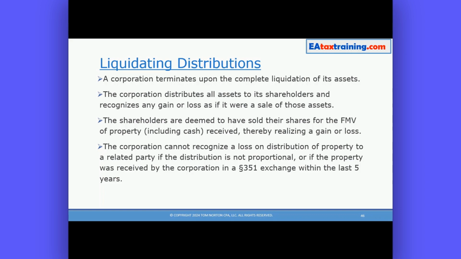Or if the corporation just got the asset within the last 5 years in a non-taxable exchange, then the corporation cannot recognize a loss. This is to keep people, again, from playing games where they know the corporation's going to go out of business. They contribute property in a Section 351 exchange, which is non-taxable, and then take a loss when they distribute that property back out. So the IRS is saying, no, you can't do that. So we're going to put this 5-year rule in here that says if you contributed that in a non-taxable exchange within the last 5 years, then the corporation cannot take that loss.